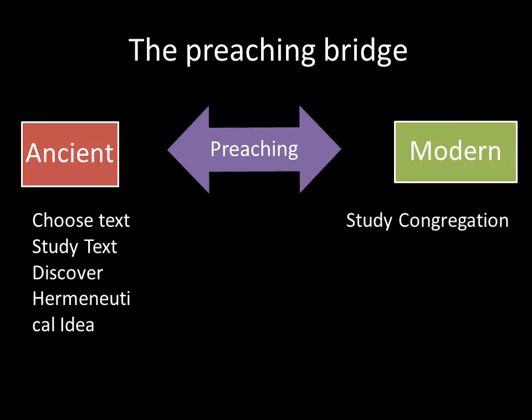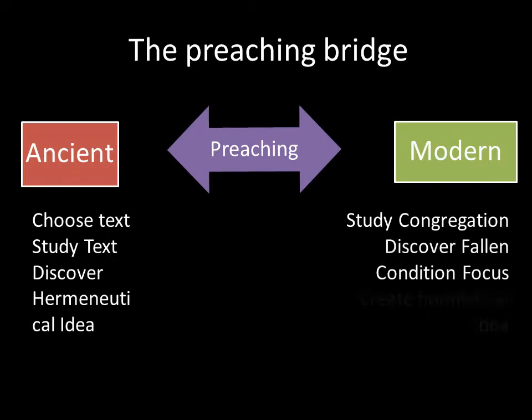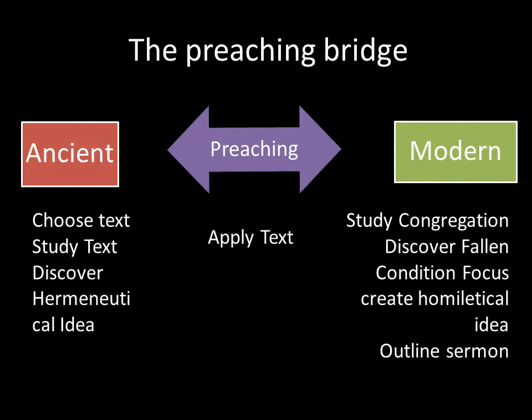The modern world, we're going to be looking at the congregation, studying the congregation, discovering the fallen condition focus, which we'll explain later, creating a homiletical idea, and then outlining our sermon. And then after we do that, we'll be working on the details of the sermon itself, which will mean that we'll be applying the text, illustrating the text, and delivering the text.